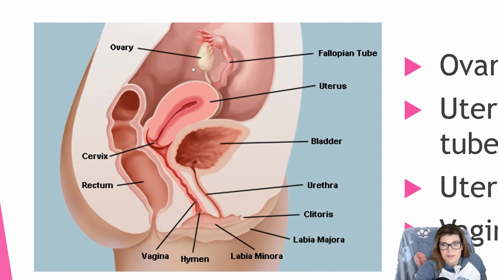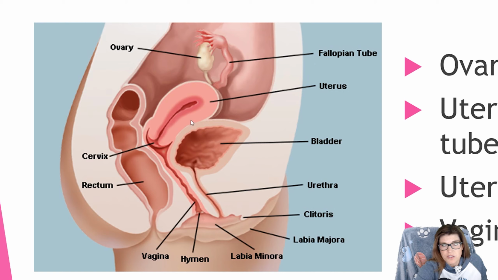It sits here. All of this is in the pelvic cavity. So this is the ovary, and it produces the egg cell, and it also produces progesterone and estrogen. And here we have the uterine tube. The uterine tube transports the egg from the ovary to the uterus.